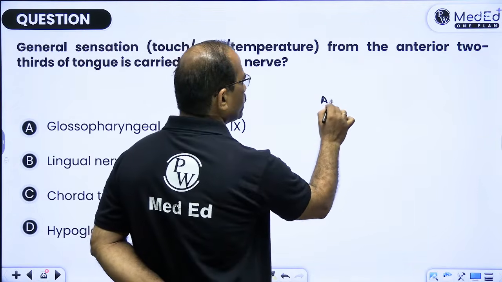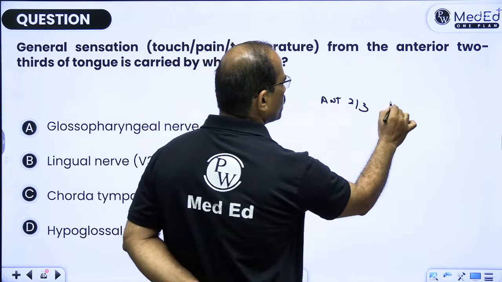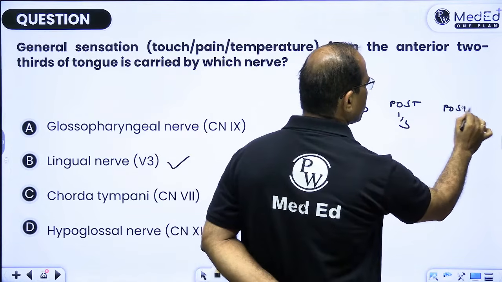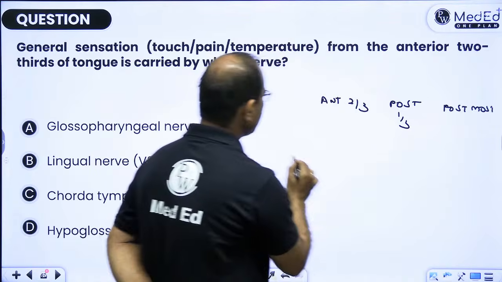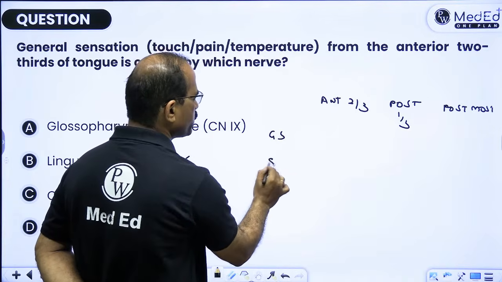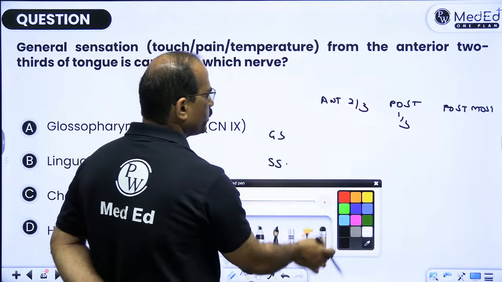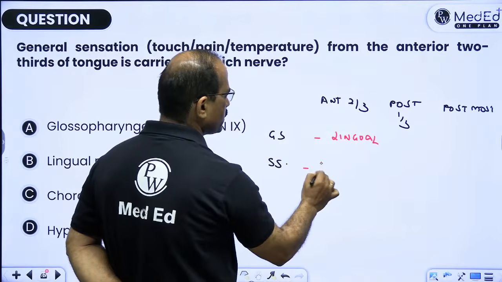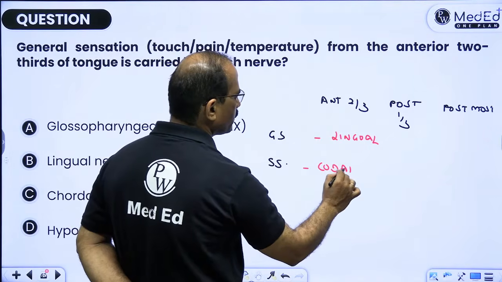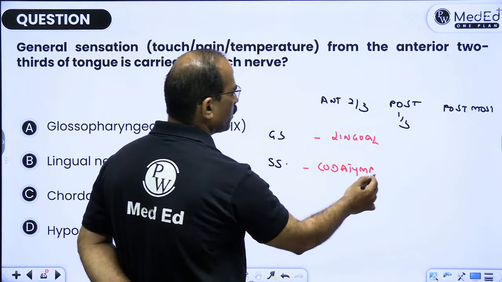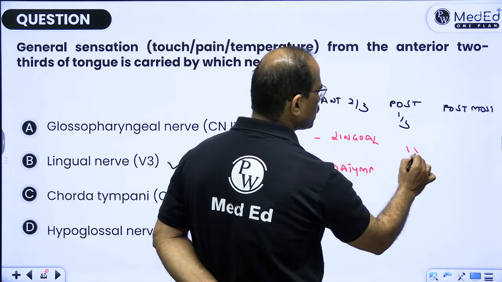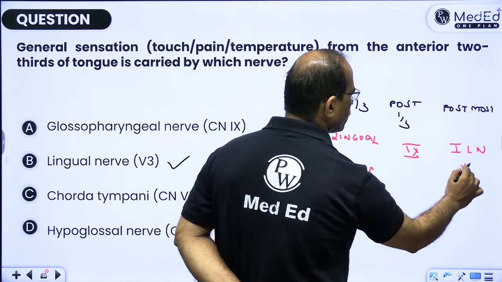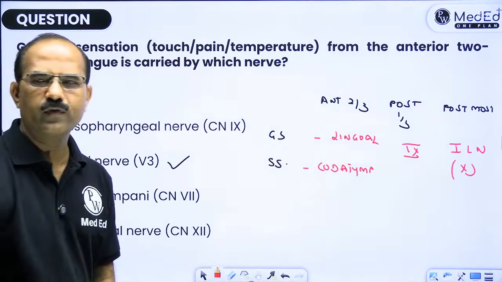So anterior 2/3, posterior 1/3, and the posterior most part. This is general sensation. This is special sensation. Anterior 2/3 general sensation is lingual. Special sensation is chorda tympani. Posterior 1/3 is glossopharyngeal nerve. Posterior most part is internal laryngeal nerve. It's a branch of vagus.